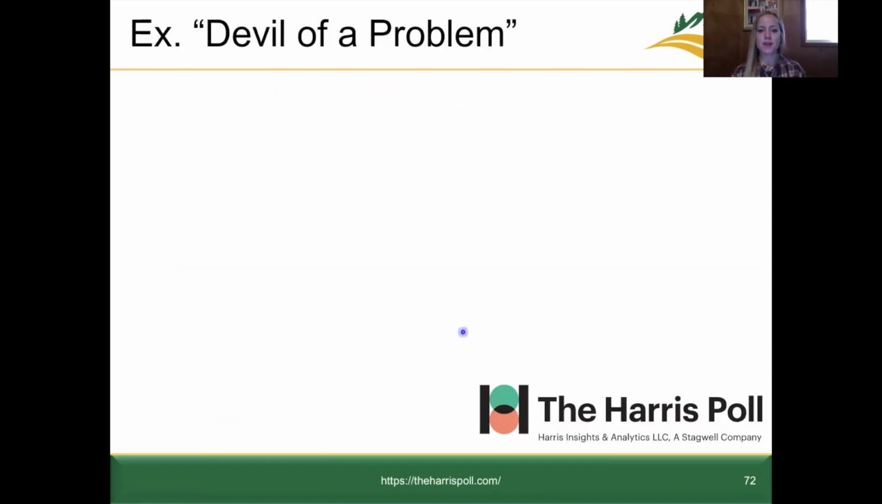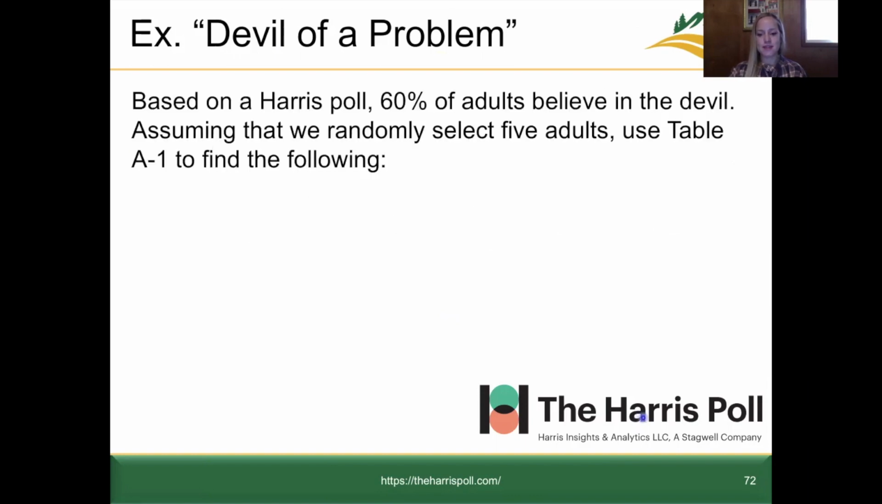Let's do an example here and use that table. This is the example in your textbook. I'm not sure who makes these examples, but this is another interesting one. So based on the findings of this analytics company, 60% of adults believe in the devil. In assuming that we randomly select 5 adults, we're going to use the table to do the following.